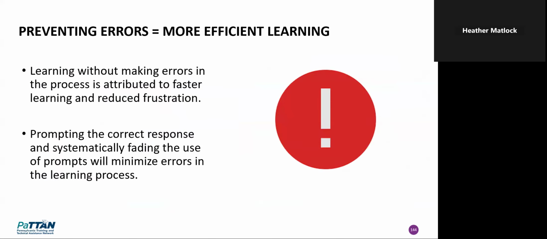Right? So prompts often get a bad reputation. You might think that giving your child a prompt to help them respond hinders their independence. Actually, prompts simply reduce errors in the learning process. So as long as you are systematically using and then trying to fade out the prompts, your child will likely reach mastery even faster. It's going to be less frustrating for them to learn the skill, and they're going to be more likely to stay motivated and not have to use any kind of challenging behavior.